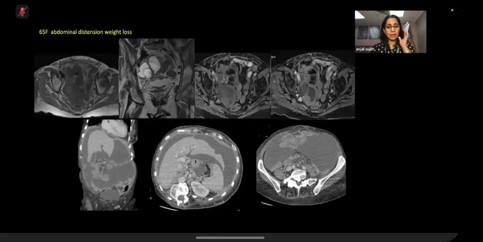So here we have a complex mixed cystic solid lesion in the pelvis, which is showing enhancement. So we are looking at a malignant ovarian mass.